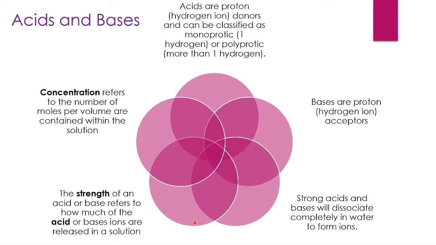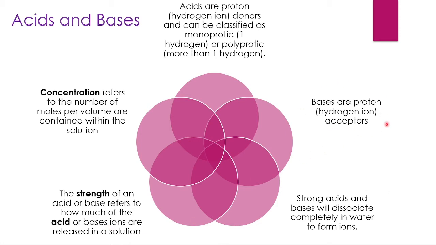So acids are proton donors, which are hydrogen ion donors, and can be classified as monoprotic or polyprotic. Monoprotic if they donate one hydrogen, polyprotic if they donate more than one. The concentration refers to the number of moles in a volume, most likely moles per litre, within a solution. The strength is based on how much of the acid or base's ions are released in a solution, so how much it dissociates in that solution. So particularly in this case, the acid and base ions, we're talking about H+ or OH-.